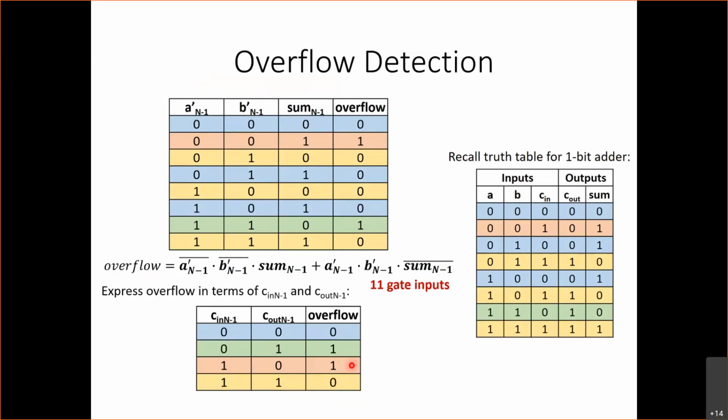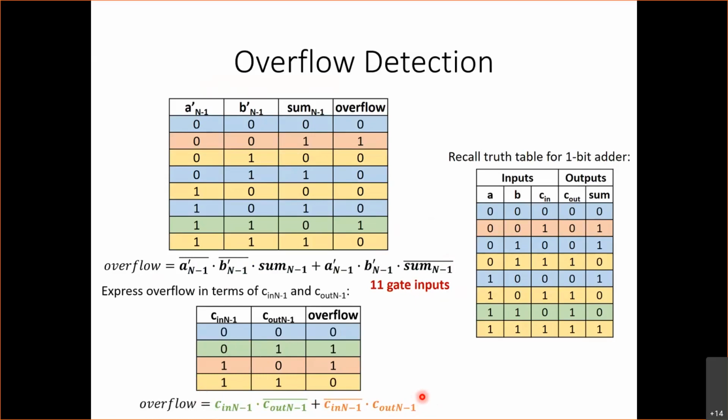Okay, so it's less intuitive to express overflow in terms of carry in and carry out. But if we do that, we can actually get a more efficient circuit. So let's take a look at this. How do we implement this equation over here? Well, it's simply not C in and C out, or C in and not C out. So your overflow is equal to not C in (n minus 1) and C out (n minus 1), or C in (n minus 1) and not C out (n minus 1), okay?